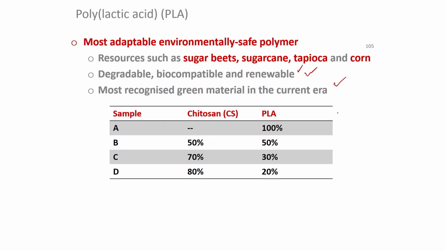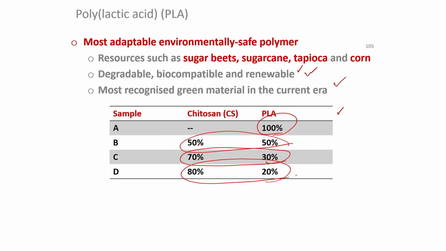Now, these are the different blend percentages we have used. 100% PLA is sample A, sample B is 50% PLA and 50% chitosan, sample C is 30% PLA and 70% chitosan, and sample D is 20% PLA and 80% chitosan. So, first we tried to optimize the blend proportion.